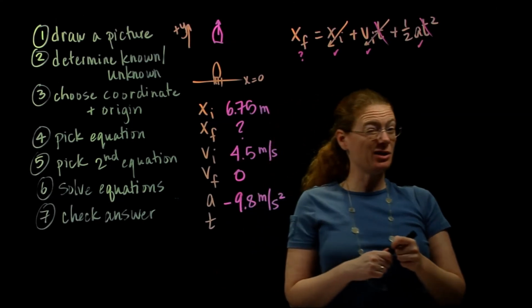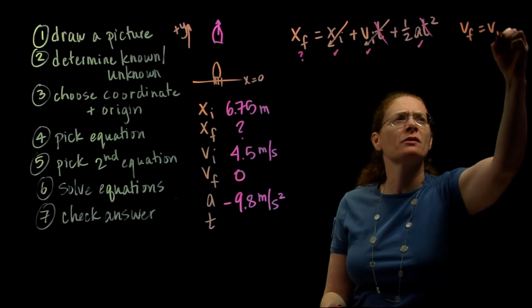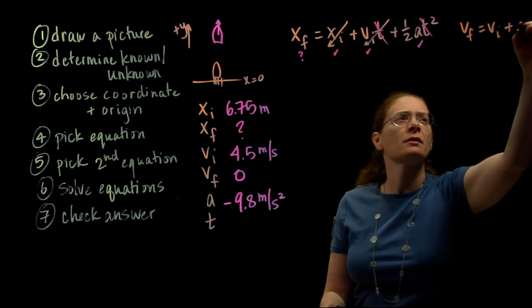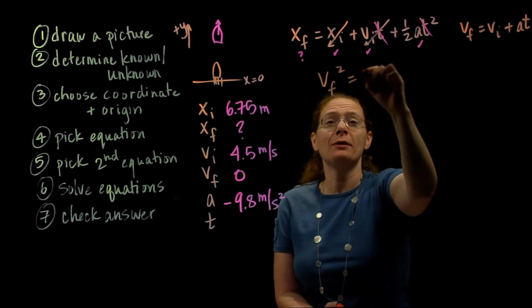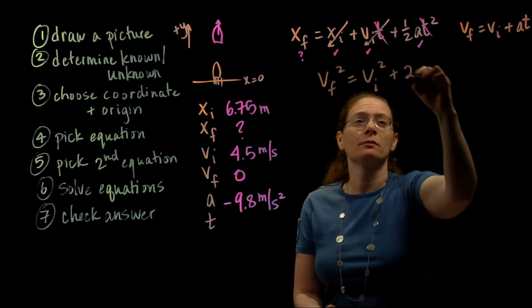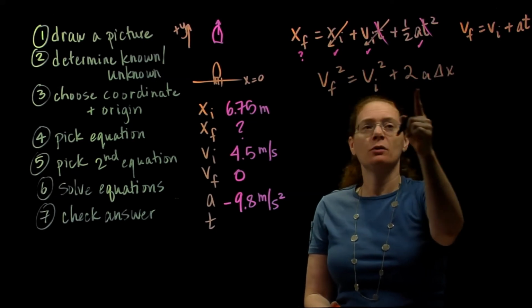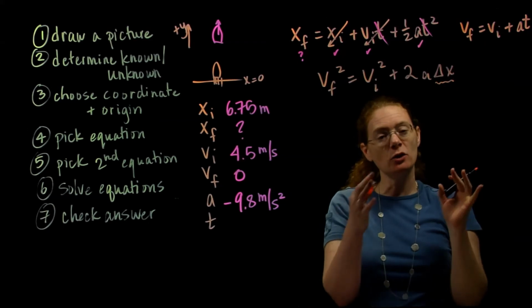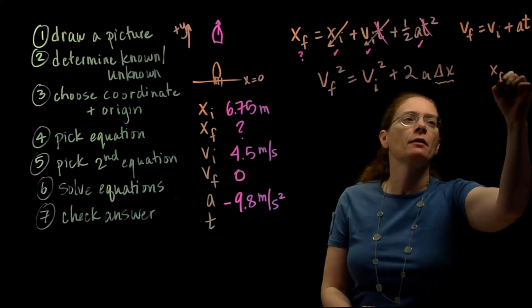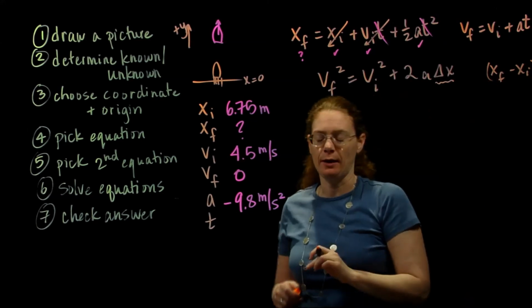Do I have another equation with x final? Well, the second equation I usually use is this one. That doesn't have x in it at all. How about this one? I only have these three to work with. Let's hope this one gets us something. V final, I know. V initial, 2a, right there. Remember that delta x, the change in position, is x final minus x initial. There's my x final hiding.